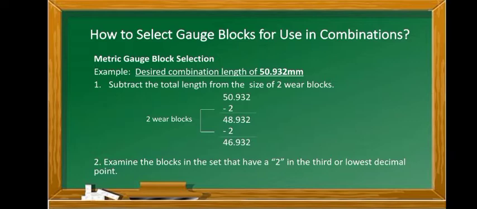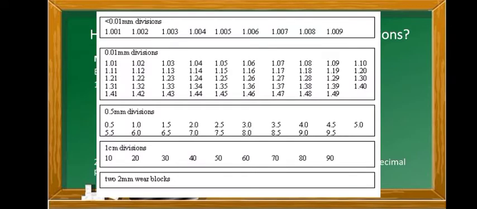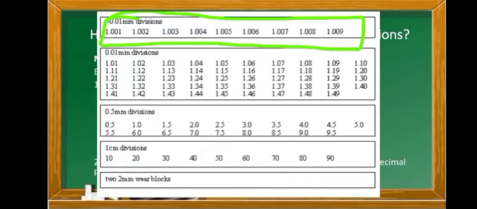46.932. Again, the next thing to do is to eliminate the third or the last decimal number, which in this case is 2. So examine the blocks in the set that have a 2 in the third or lowest decimal place. Let's check the set of metric gauge blocks. The block we select should eliminate the third decimal place, which is 2. So we have here the 1.002.